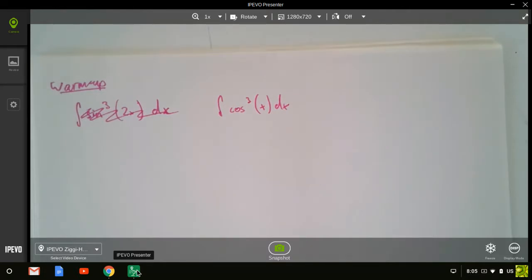I want you to find the integral for cosine cubed x, or cosine x cubed. Yes, you can erase all that.